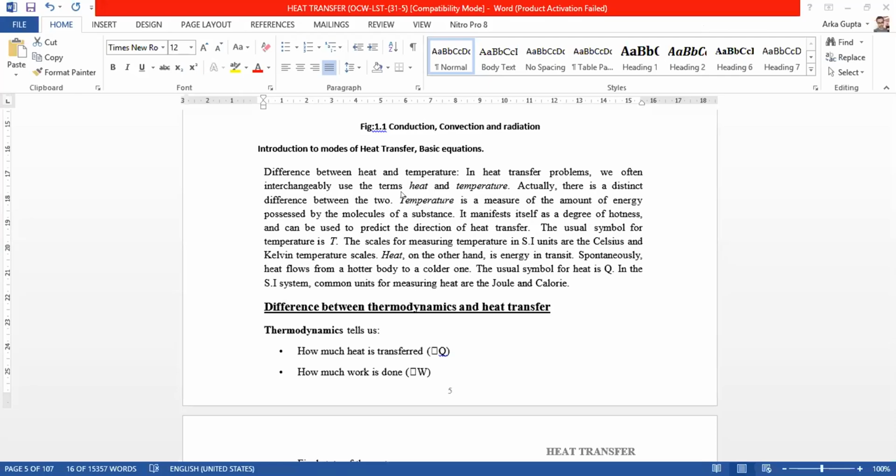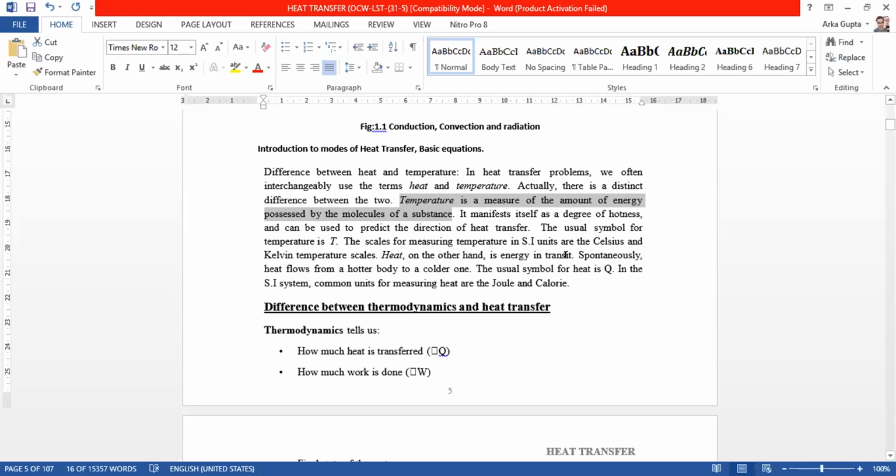Now, what is the difference between heat and temperature? Temperature is a measure of the amount of energy possessed by the molecules of a substance. It manifests itself as a degree of hotness and can be used to predict the direction of heat transfer. As we know from the second law of thermodynamics, heat flows from a body at higher temperature to a body at lower temperature. So only temperature decides in which direction the heat will flow.